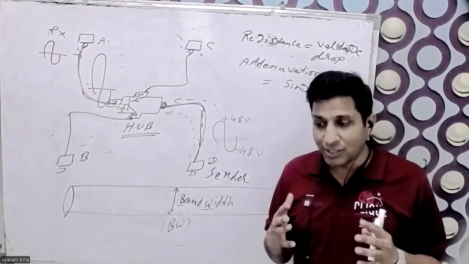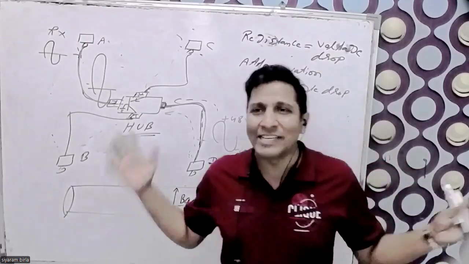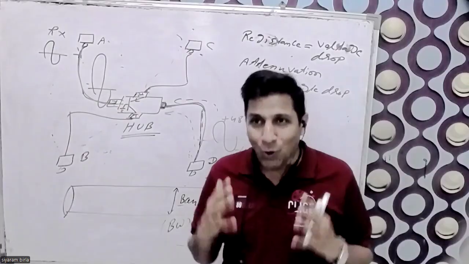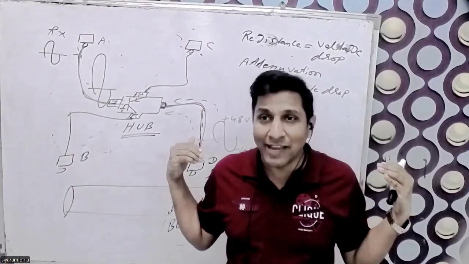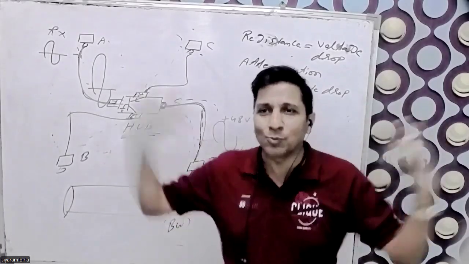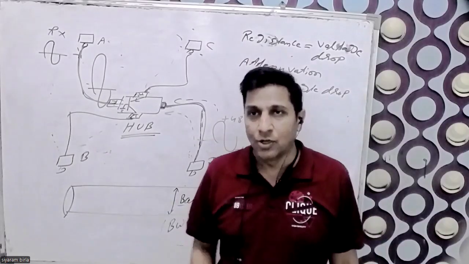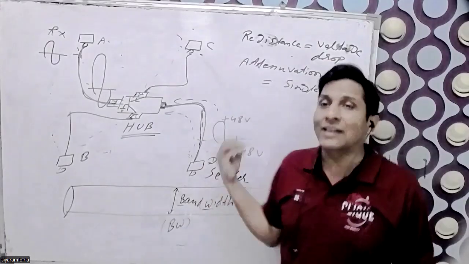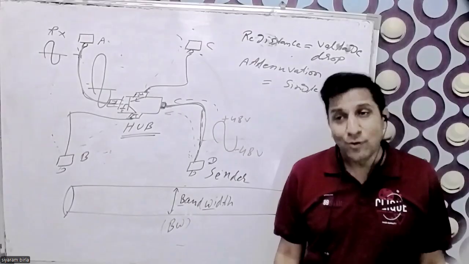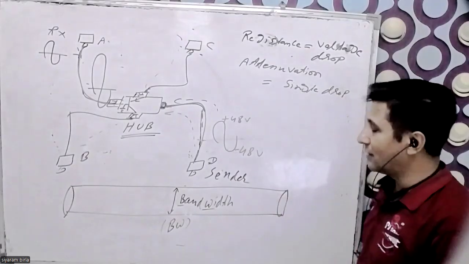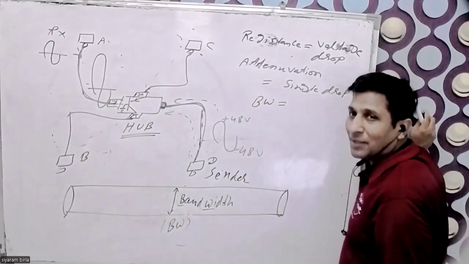It's like a road: if the road width is more, it will carry more traffic, more cars, more bikes, more trucks. Similarly, if the width of the transmission medium is wide, it will carry the maximum, good traffic. That is the bandwidth. Bandwidth means the transmission medium width.